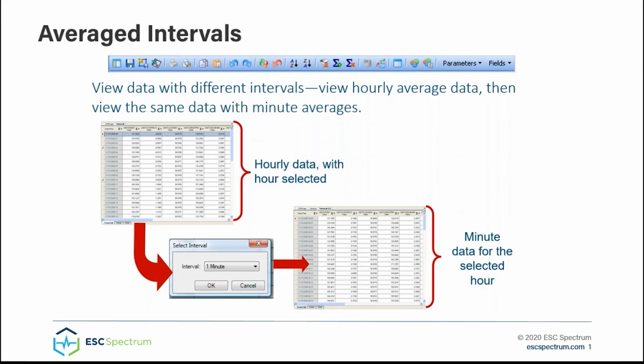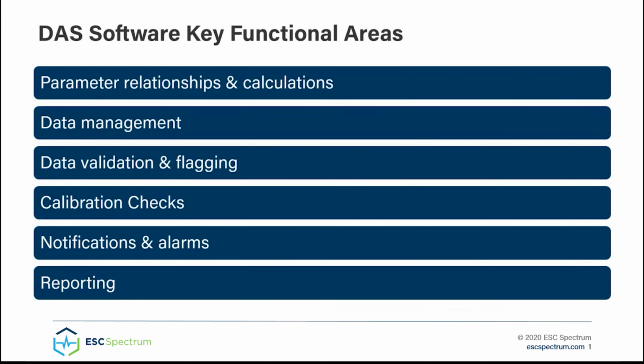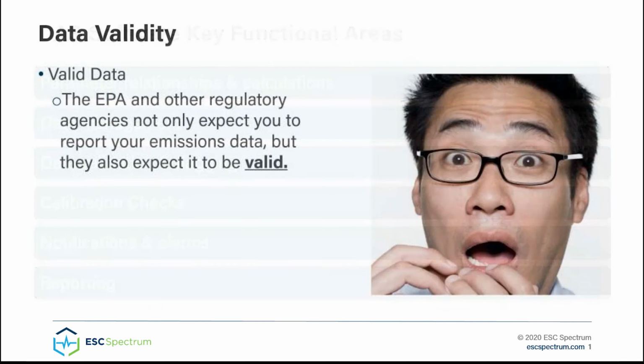So in this example, we started with the 1 hour interval and are able to select any hour and then drill down and view the underlying 1 minute data. This is an important function that should allow you to view all of the averaging intervals that are set up in your DAS. Moving on, let's take a look at data validity and flagging.